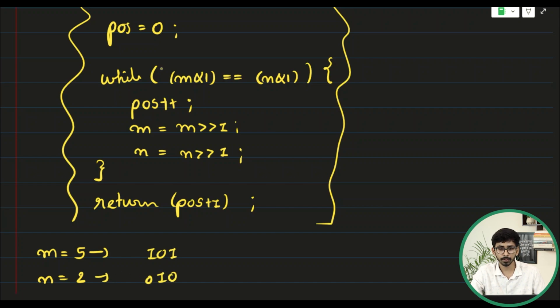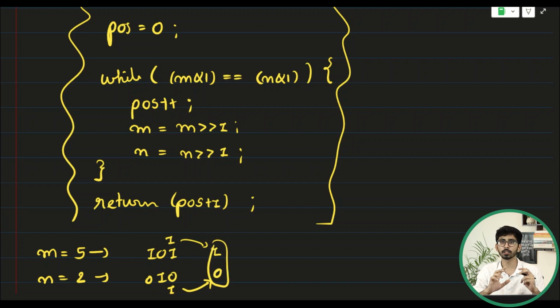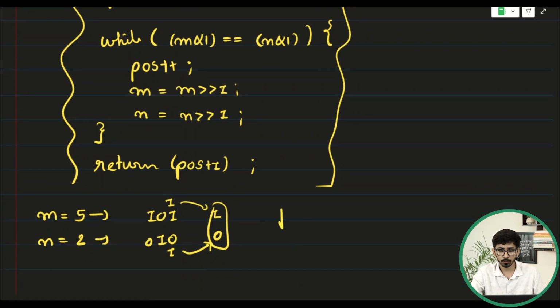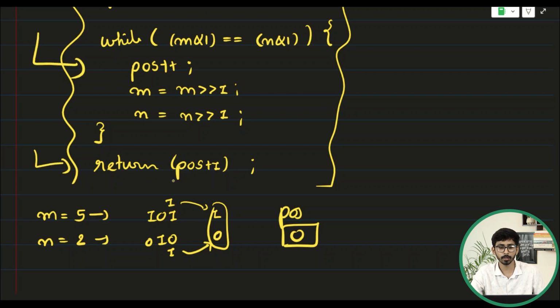So now I will do the operation m and 1, and n and 1. So what will be the value? It will be 1 for this scenario, and it will be 0 for this. I can see the AND operation with 1 for m and n comes out to be different. So at that point, I know the value of the position variable, which is initialized to 0, and this loop will not be executed. Control comes out of the loop and I'll be returning position + 1. So position + 1 will be 1. So the first position from the right hand side is the place where both of them are having different bits. So this is how the entire algorithm works.